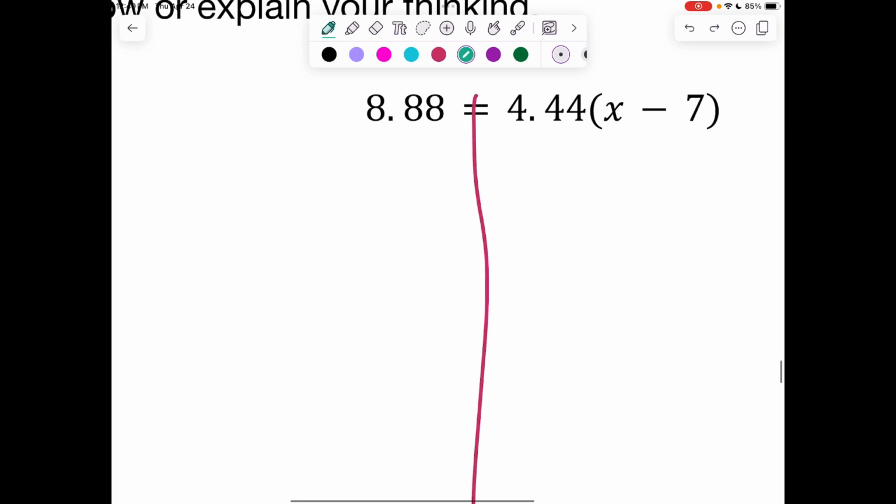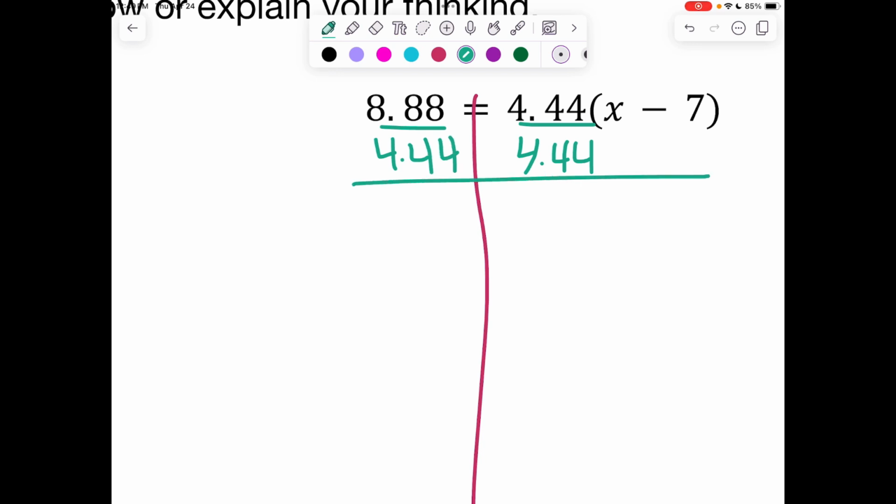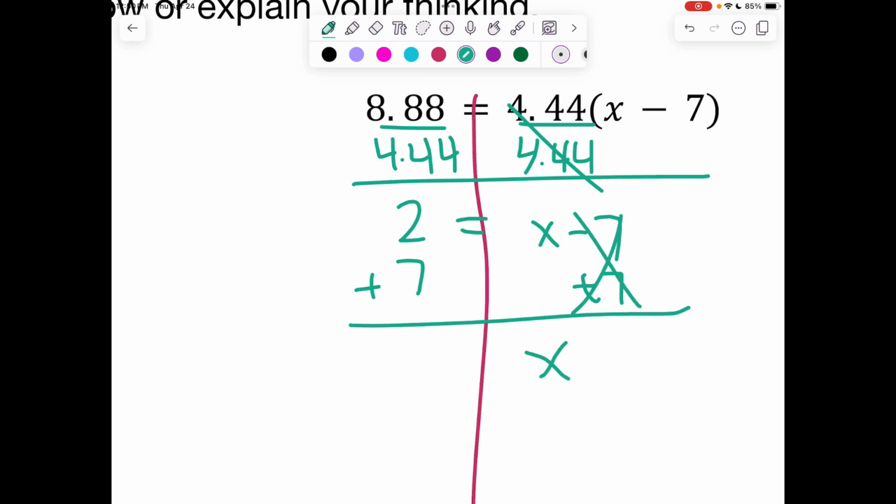First step I'm going to do is I'm going to divide by 4.44. When I do that, my 4.44s cancel out, so all I have is x minus 7. And then 8.88 divided by 4.44 is 2. Then we need to get rid of our x minus 7, so we're going to add 7 to both sides. Our 7's cancel out. 2 plus 7 equals 9, and that is our answer.